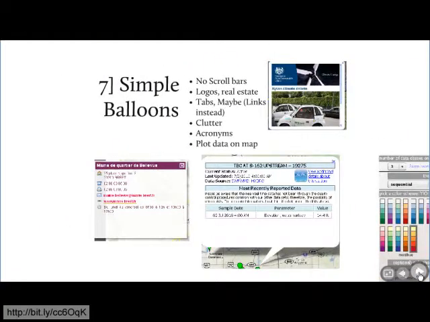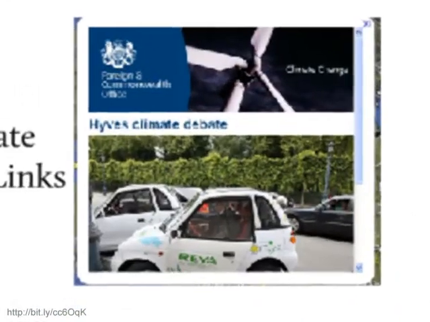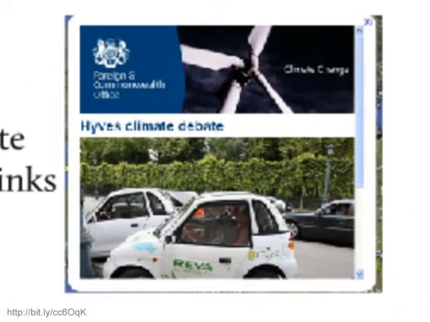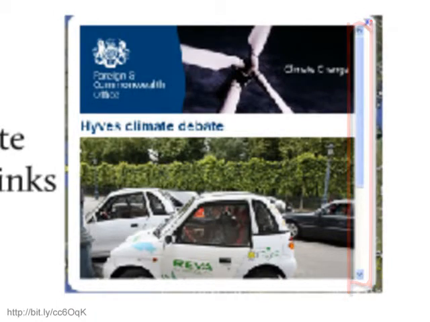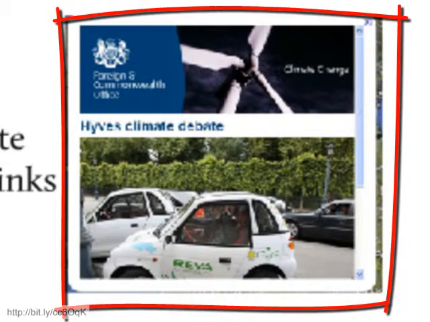Simple balloons. When you have a pop-out, whatever you call that, from your interactive map, it shouldn't have any scroll bars in it. If your user has to scroll around, you've done something wrong. You want it to be there and plain, and they can just read it and then click it to get rid of it.